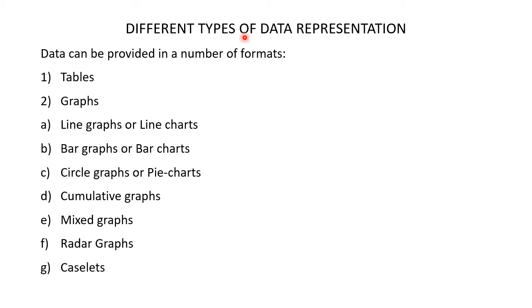Let's learn about the different types of data representation. Data can be provided in a number of formats like tables, graphs, and under graphs there are many types. Line graphs or line charts, bar graphs or bar charts, circle graphs or pie charts, cumulative graphs, mixed graphs, radar graphs, and caselets. Let's learn about these formats of data representation in detail.